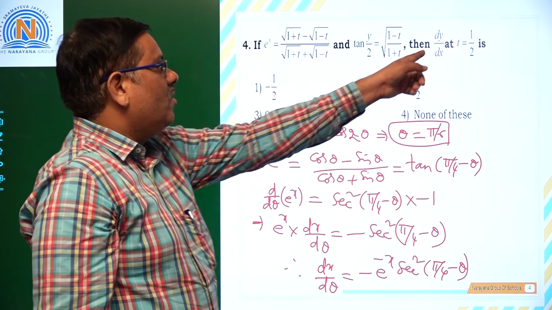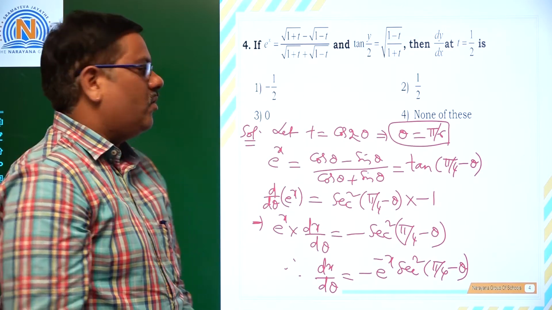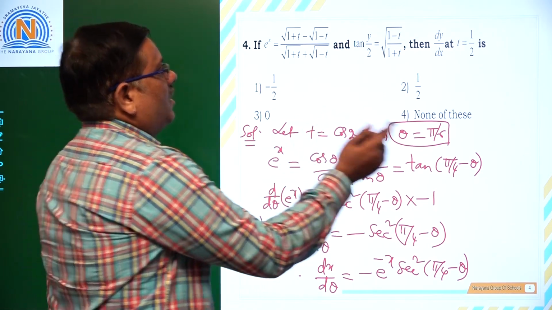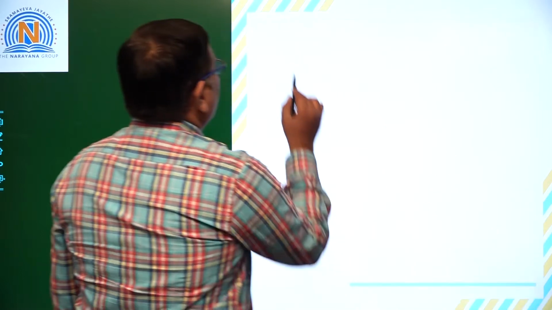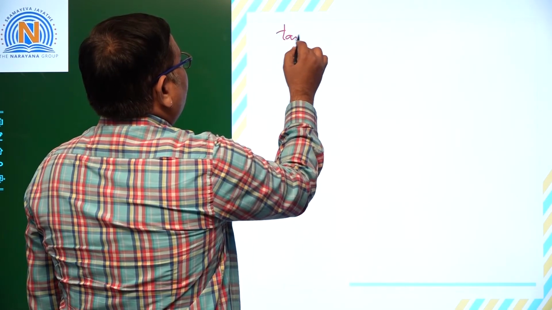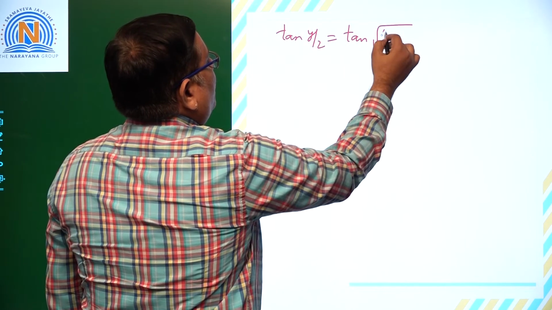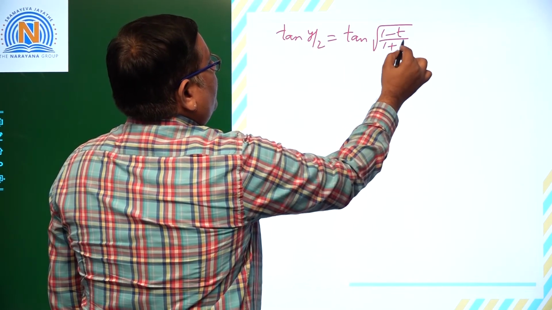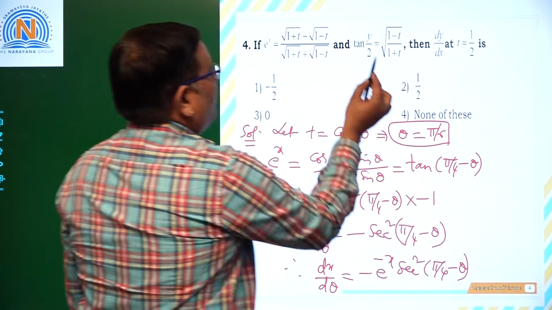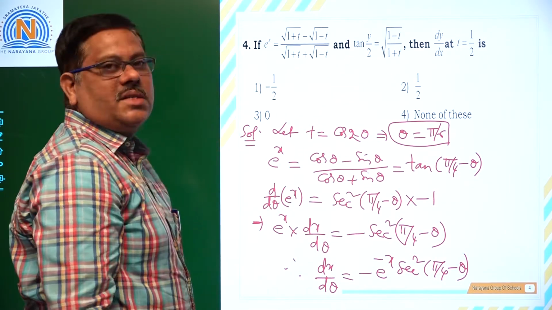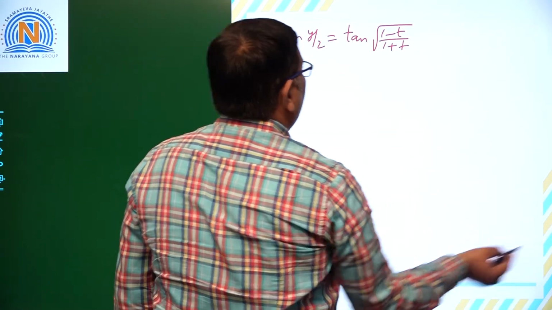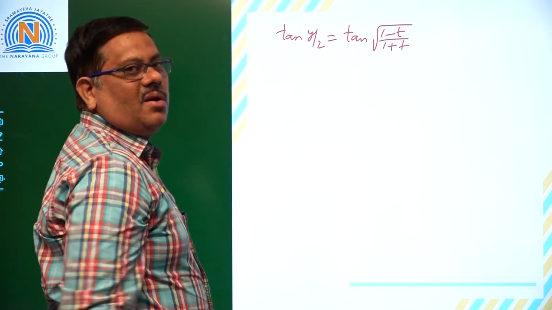Similarly, what do we have to find out? dy by d theta also we have to find out. Fine. So tan y by 2, let us see here. Tan y by 2 is given by tan under root of 1 minus t by 1 plus t. This is what is given. Tan y by 2 is under root of 1 minus t by 1 plus t. So here also we have to take t as cos 2 theta.